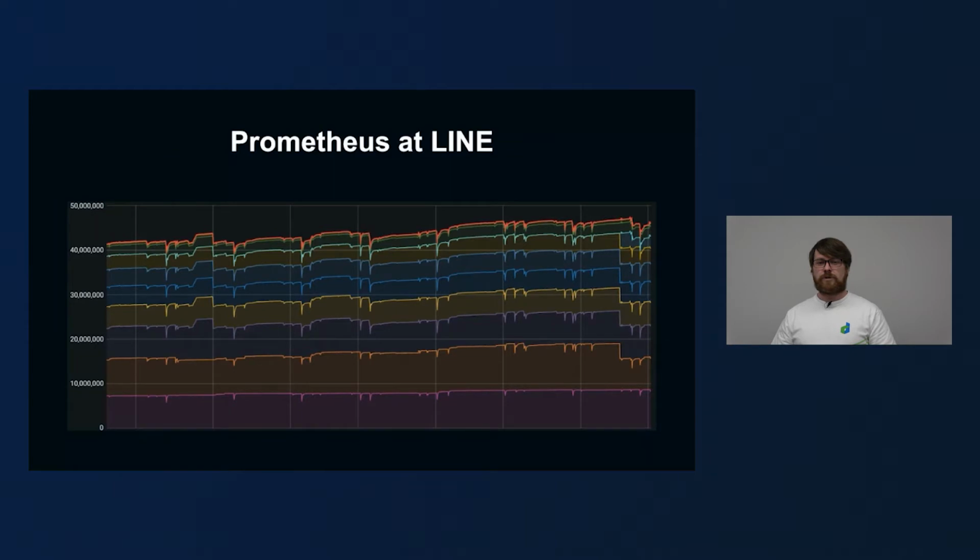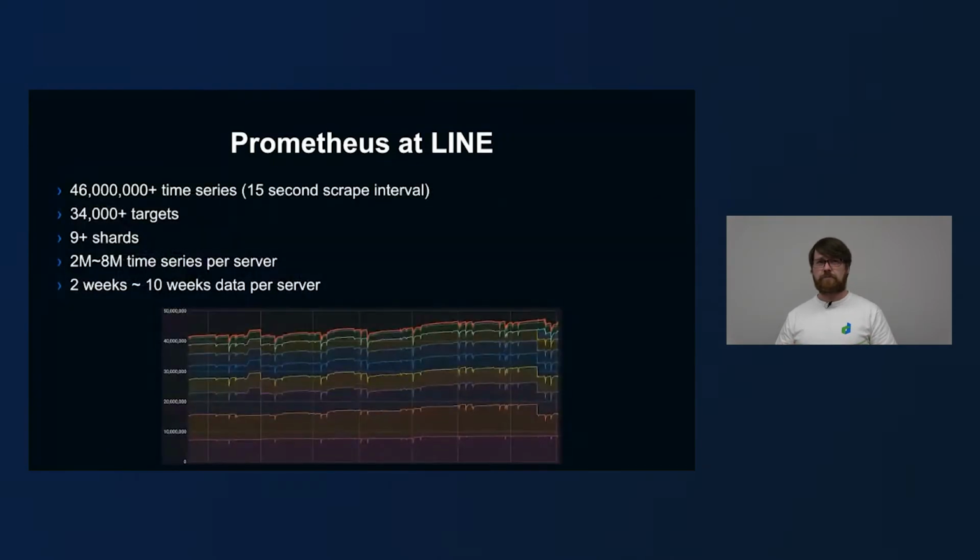So now I want to talk about Prometheus at Line. A company like Line has a very, very big scale. What do I mean by that? Our current cluster that my team is managing is one of the larger ones within Line. Right now we are scraping about 46 million time series on a 15-second scrape interval. We're also monitoring about 34,000 different targets.